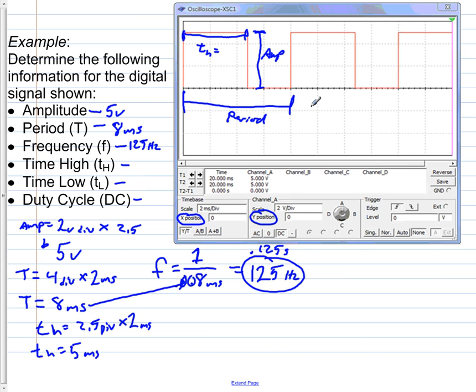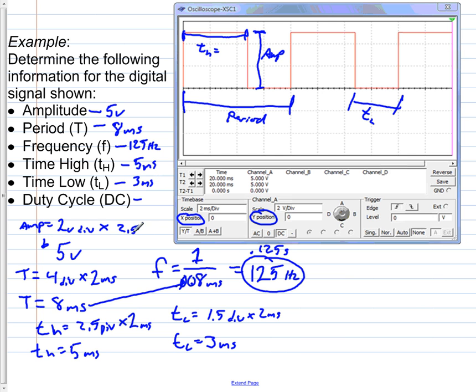And then we would do the same thing for time low. So we'll get into a clean area. We'll look at time low. This is time low. And we basically have 1.5 divisions. So we take this same equation, and this time time low is 1.5 divisions times 2 milliseconds per division. So time low is 3 milliseconds. So time high was 5 milliseconds. Time low is 3 milliseconds.